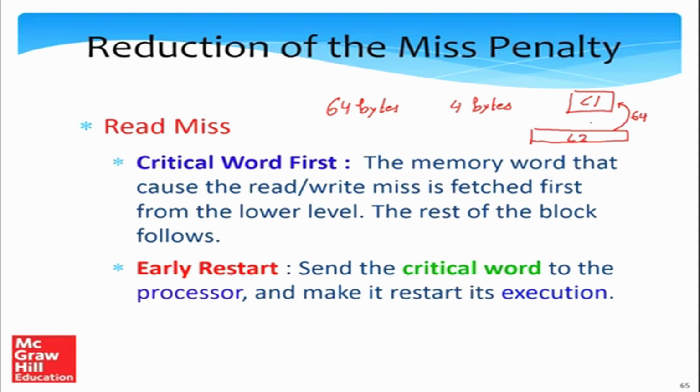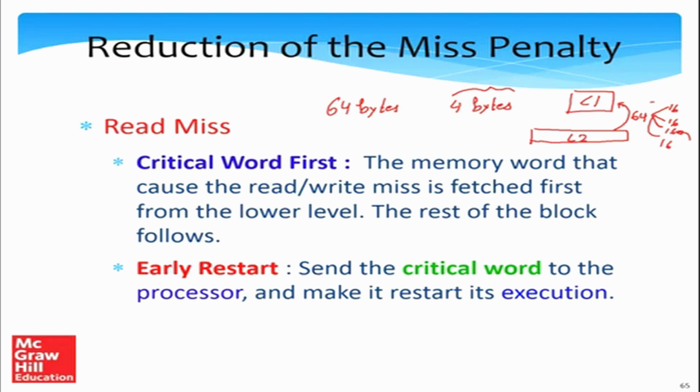I'm sorry, 16 bytes at a time. So it'll take around 4 cycles to transmit. So what we can ensure is that the memory word, 4 bytes, that we are interested in is transmitted first, right? Maybe we can divide the 64 byte chunk into 16 byte smaller chunks, and maybe the memory word that we have is present in this 16 byte chunk, so we can transmit this first.